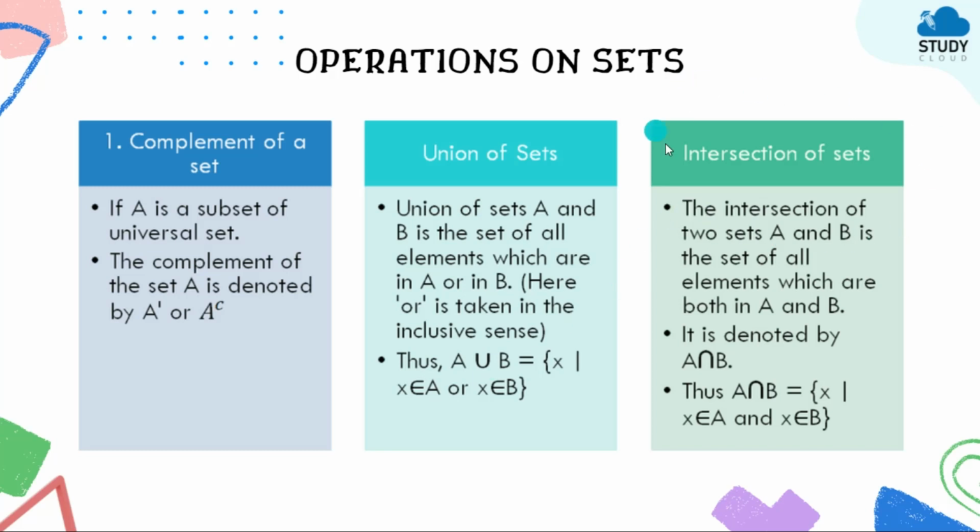Then there is intersection. Here in intersection, we will take the values which are there in A and B. Here AND is important, and for union OR was important. For example, if A has the values 1, 2, 3 and B has the values 3, 4, 5, what is common in both the sets? Obviously 3 is there in A and also in B. So here we can write A intersection B as 3. So remember these important terms.